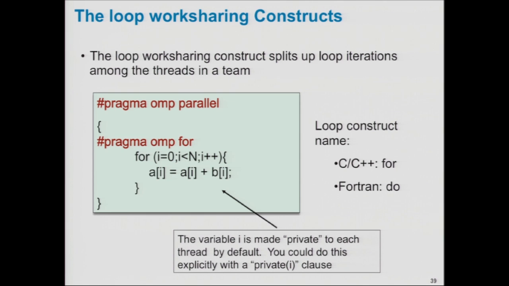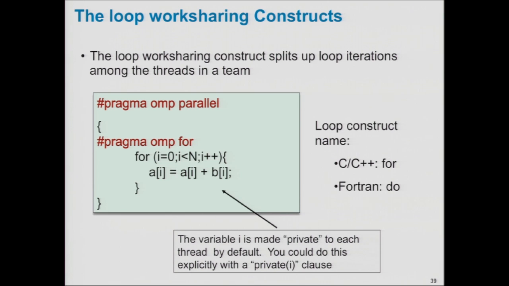Not surprisingly, in C and C++, the name of the loop construct is for, because it applies to a for loop, and in Fortran, it's do, because it applies to a do loop. What happens is, when you come in here, each of them will execute a subset of the iterations of this loop, right? And the runtime will actually distribute those iterations for you automatically. And it will make I a private variable, so you don't have to worry about synchronizing accesses to I, all right? It will automatically split up how I covers the iteration space in your different threads.